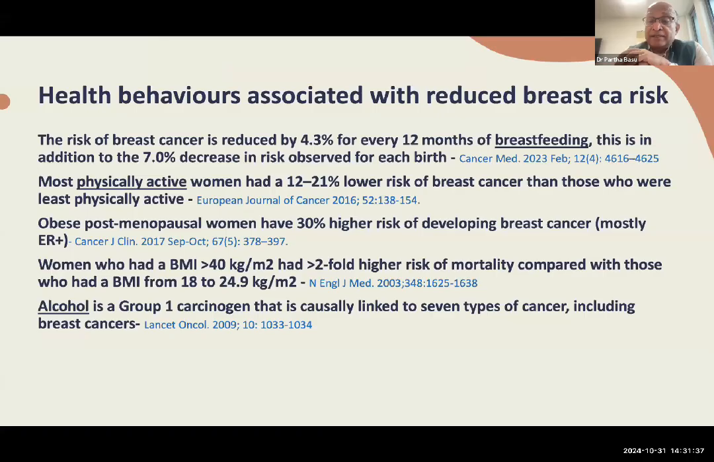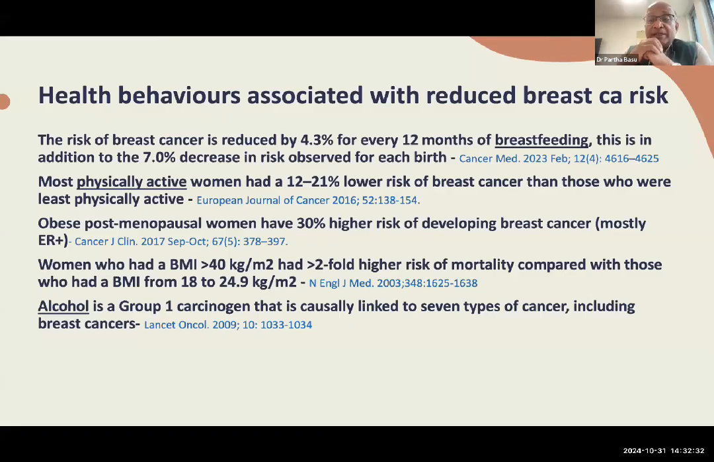Another very important preventable risk factor for breast cancer is physical activity, avoiding obesity. Several studies have shown that physically active women have 10 to 20% less risk of breast cancer as compared to those who are not physically active, and especially obesity is associated with a higher risk of postmenopausal breast cancer. So this is where we can think about some interventions. And again, alcohol intake is now recognized as a carcinogen for breast cancer and colorectal cancer. And there is no such thing as an acceptable limit for alcohol. So we need to propagate this message.